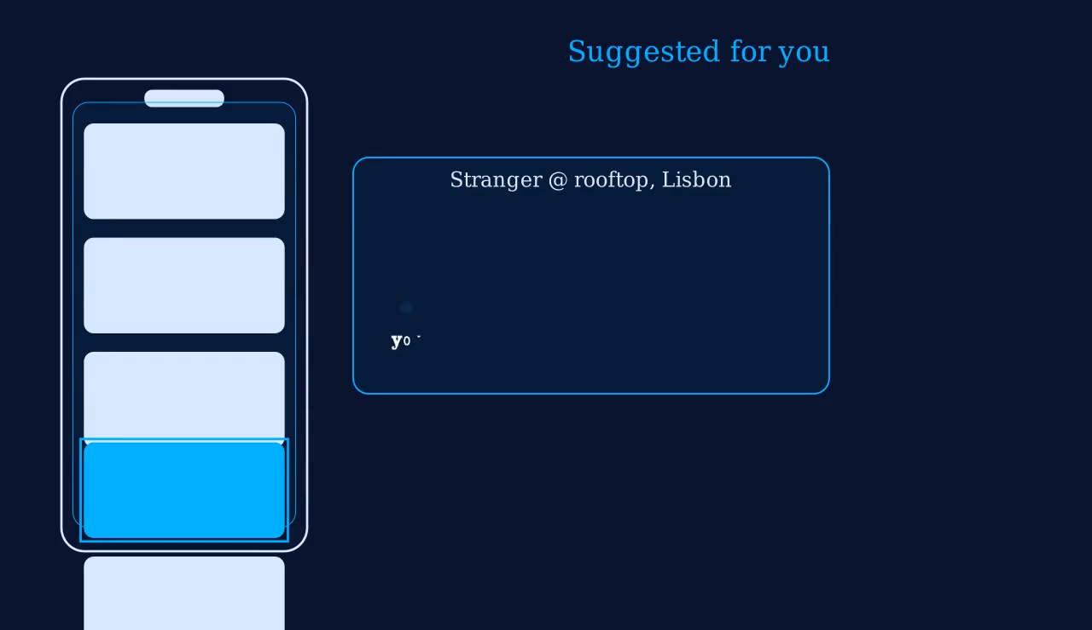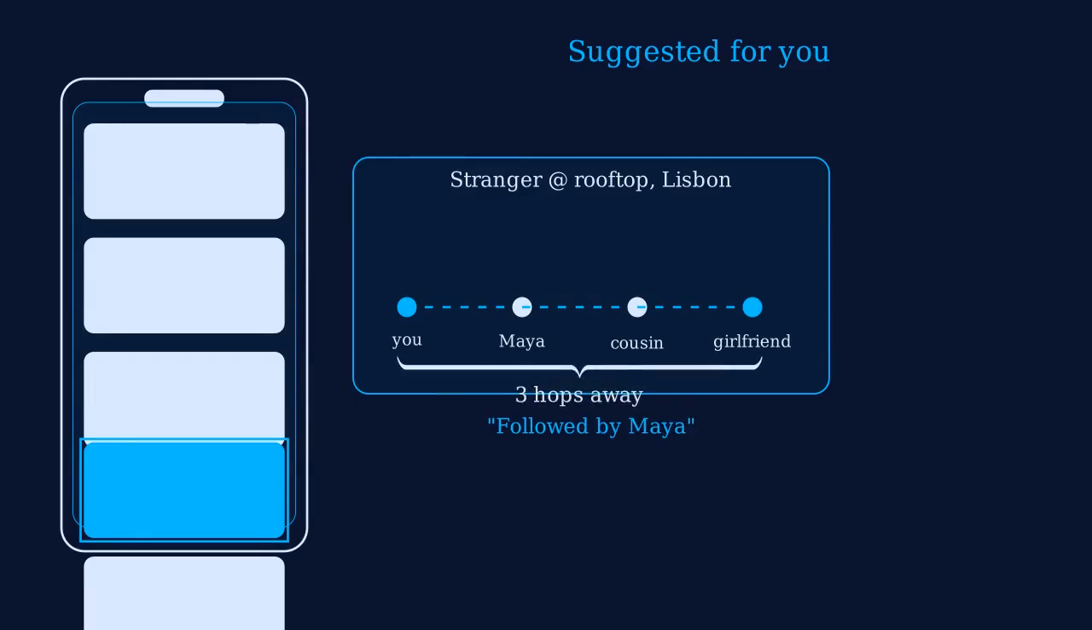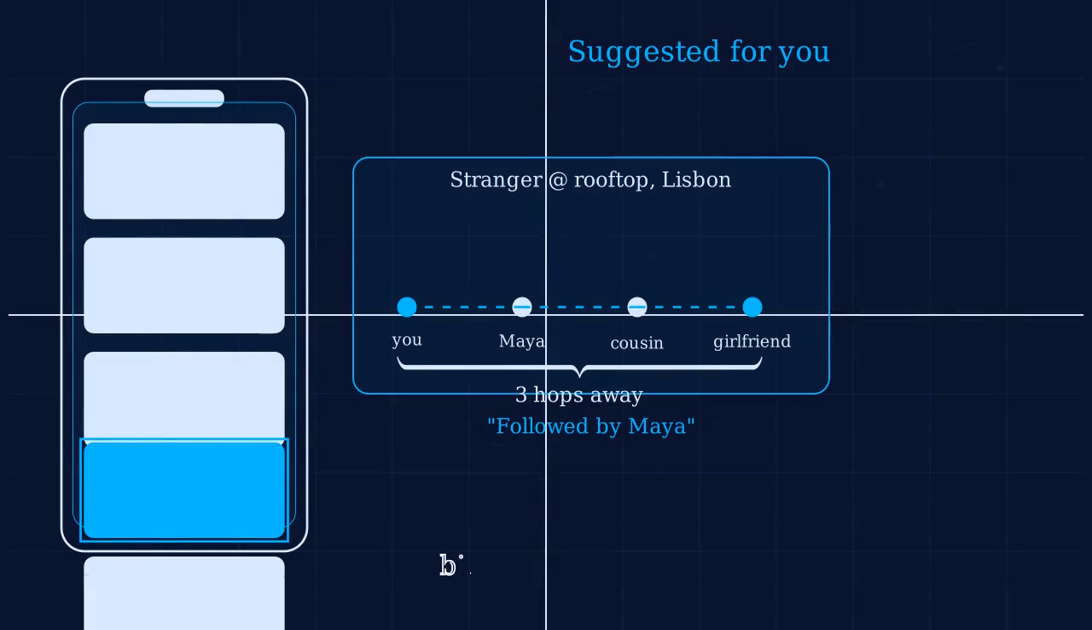Tap the suggestion and Instagram whispers, followed by Maya. Maya is your college roommate, and the stranger, Maya's cousin's girlfriend. 3 hops away. You've never heard her name in your life, but the algorithm already filed you two in the same drawer. The question I want you to sit with is, how did it decide that drawer existed at all?